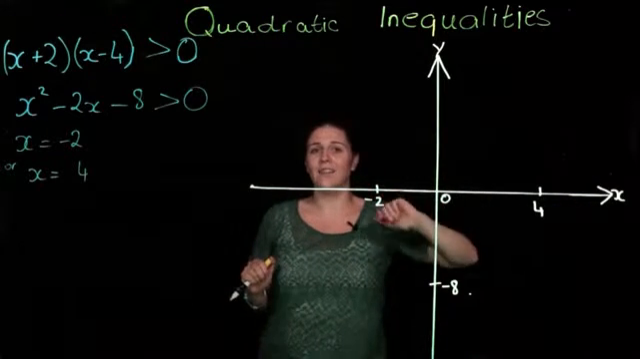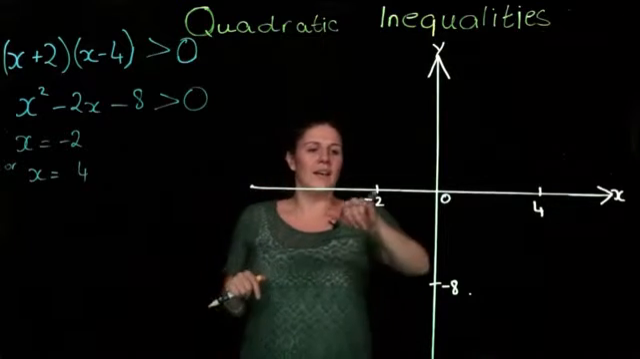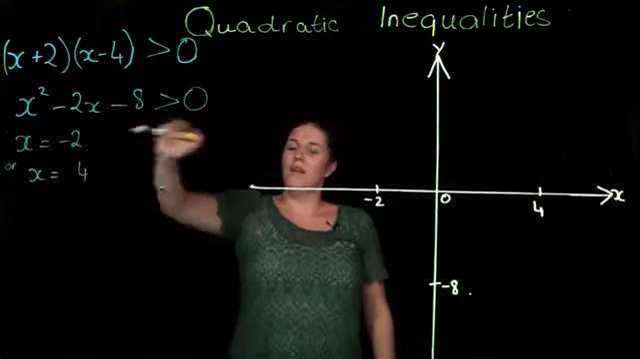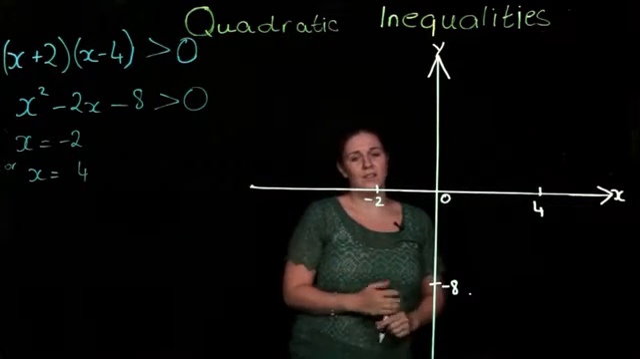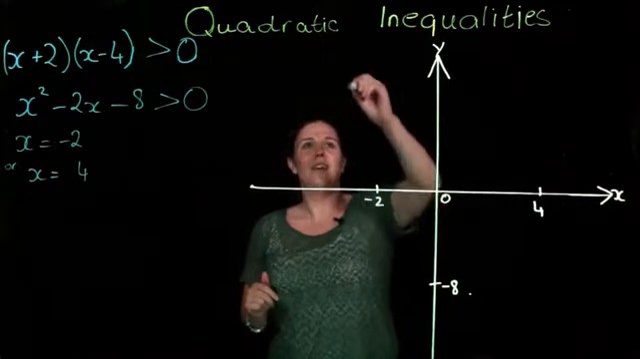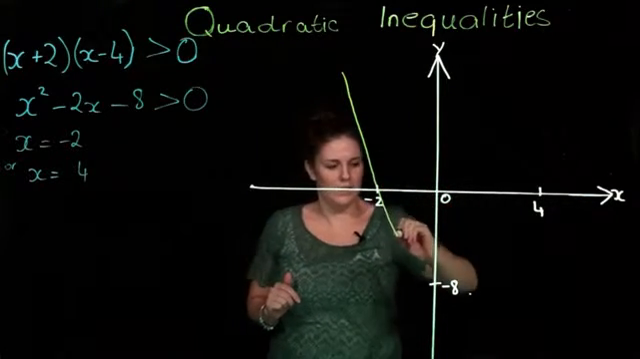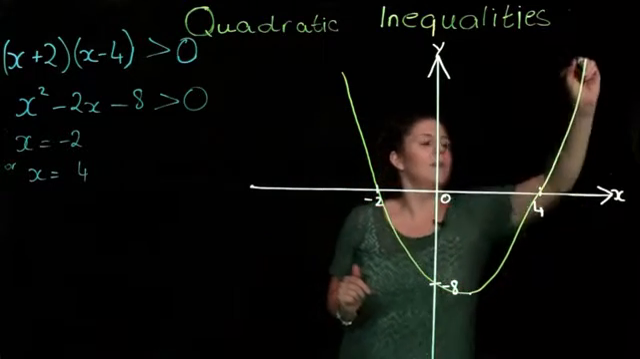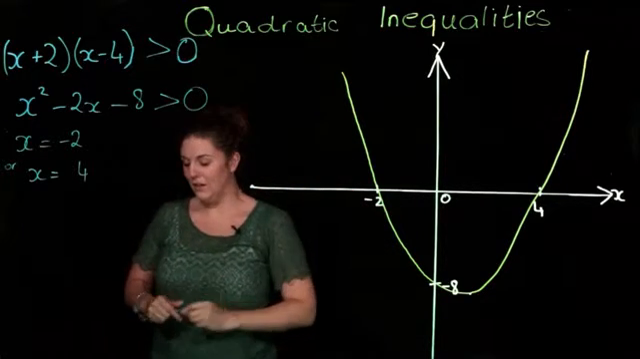through the x-axis. So this quadratic is going to pass through at minus 2 and 4, and this minus 8 at the end represents where it intercepts your y-axis. So as neatly as you can, you want to sketch the line. Okay, so roughly that's what it's going to look like.